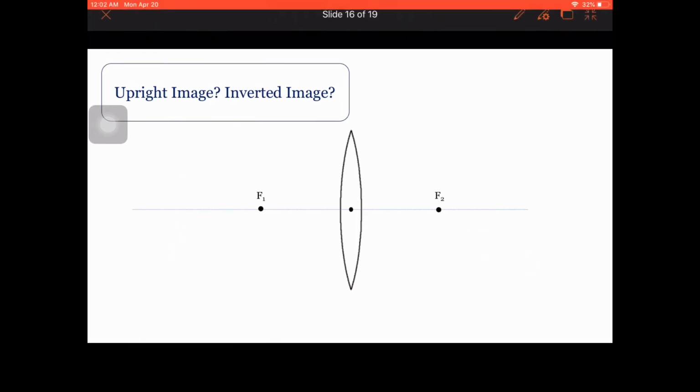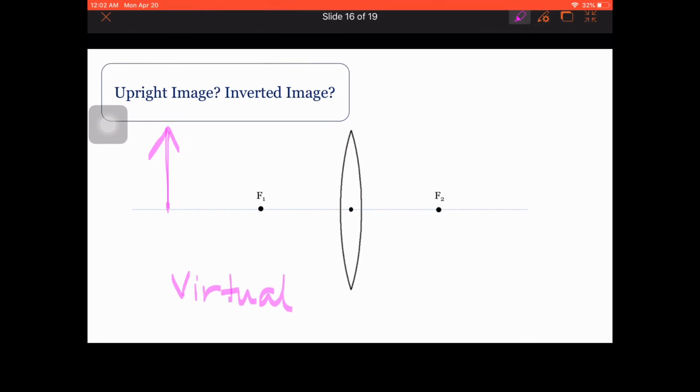So earlier I drew 2 things. Let's say our object is over here, and here is our virtual side. And if our object is over here again, this is our real side. Now if your object is on the other side, then of course it will flip also.